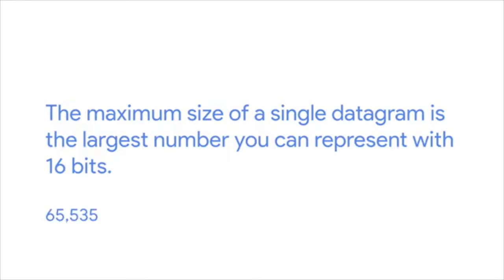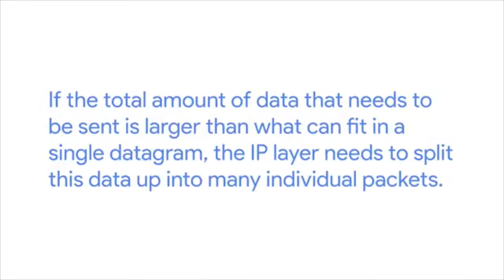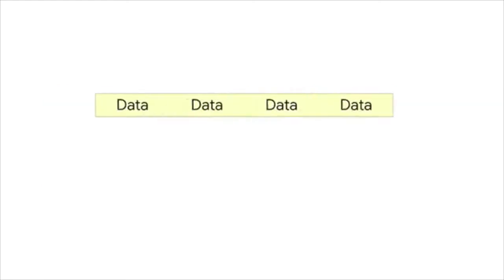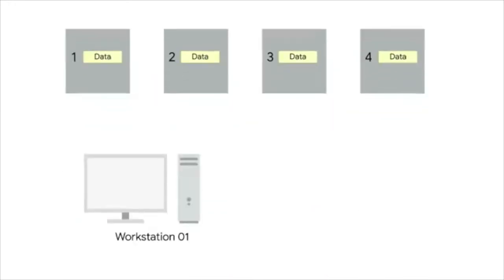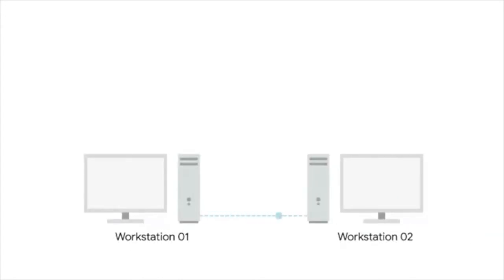65,535. If the total amount of data that needs to be sent is larger than what can fit in a single datagram, the IP layer needs to split this data up into many individual packets. When this happens, the identification field is used so that the receiving end understands that every packet with the same value in that field is part of the same transmission.